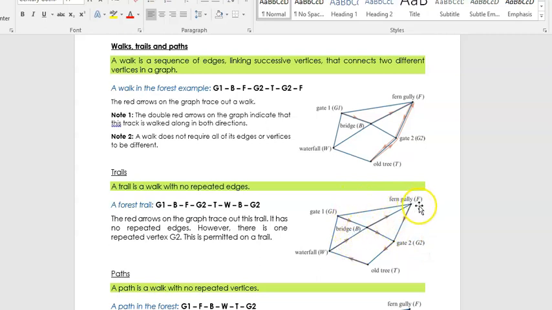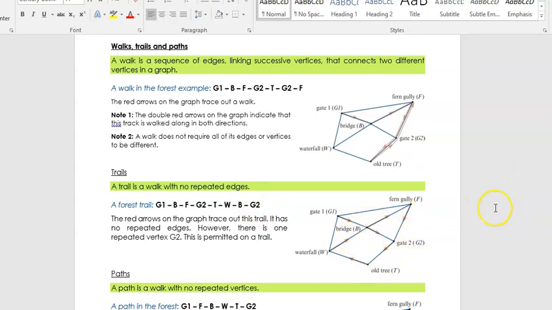Again, it doesn't necessarily matter which places you go to, or if every single edge has been walked over, as long as it's not repeated. So the red arrows in the graph trace out this trail. It has no repeated edges. However, there is one repeated vertex, G2. This is allowed on a trail. So we go to G2 once, and then we go to G2 again at the end. So there's a bit of a cycle here. That's fine.